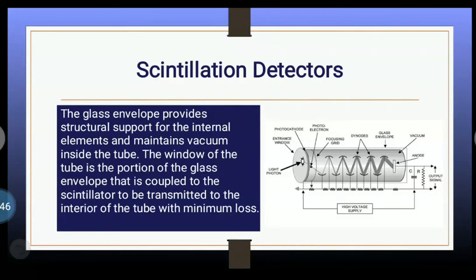The glass envelope provides structural support for the internal elements and maintains the vacuum inside the tube. Like in the X-ray tube, right? We also have a glass envelope there, so it has the same function. How about the window? The window of the tube is the portion of the glass envelope that is coupled to the scintillator so light is transmitted to the interior of the tube with minimum loss. So the window receives the light from the scintillator.